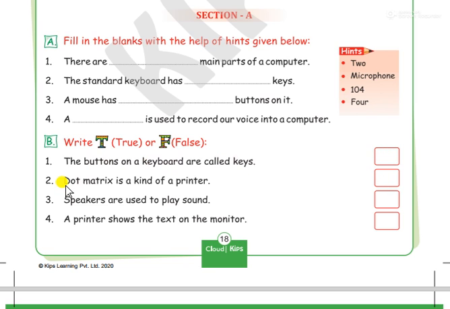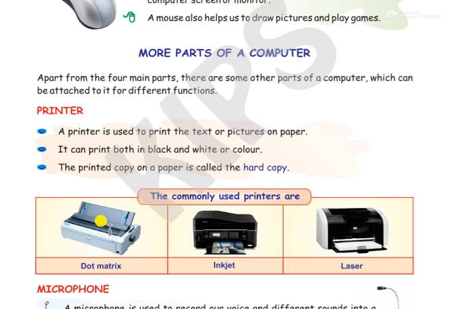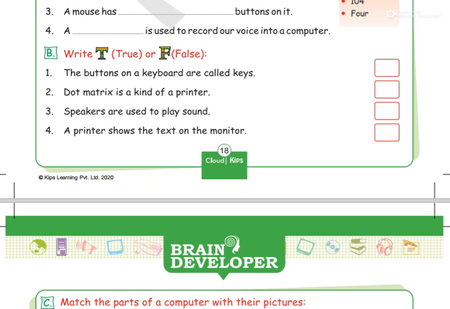Now number 2: dot matrix is a kind of a printer. जो dot matrix है, it is a kind of printer. Yes, it is a kind of printer. See, dot matrix printer. So dot matrix is a printer. So that's why it is true. So answer 2 is true.